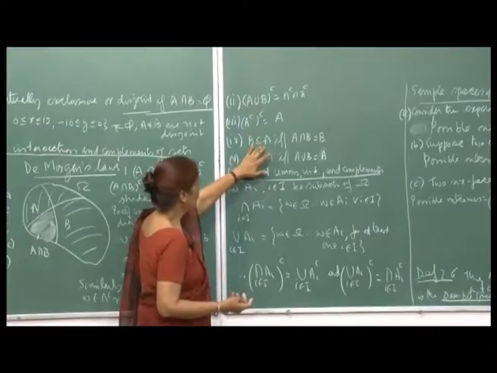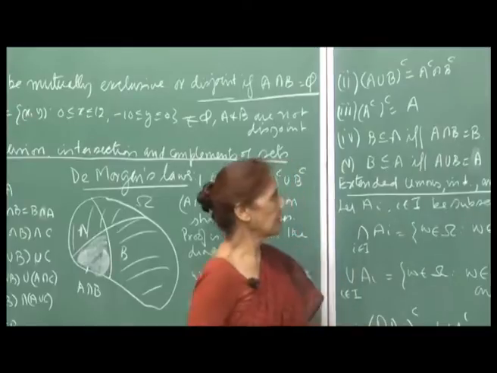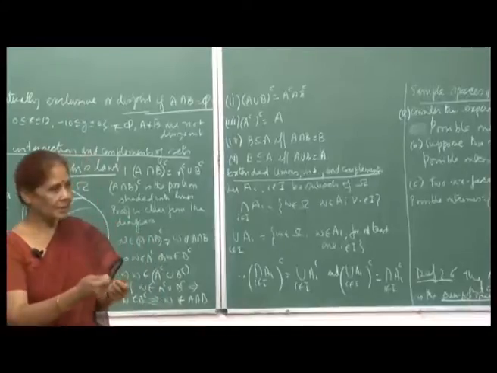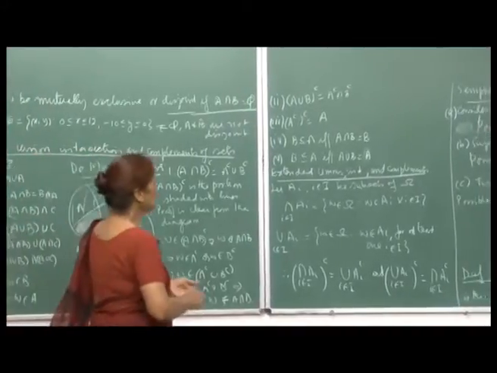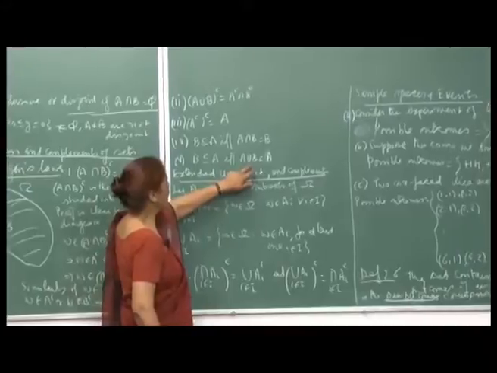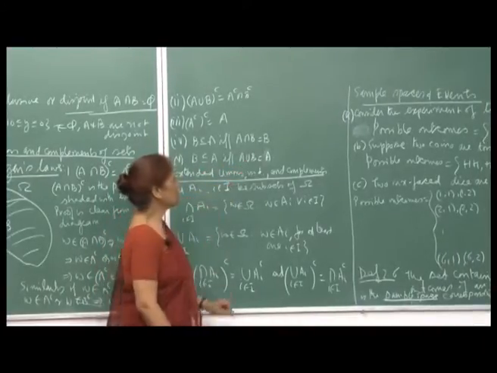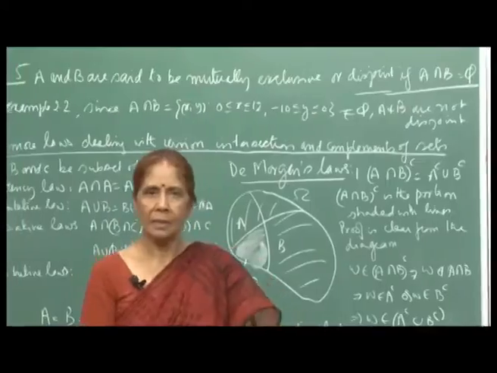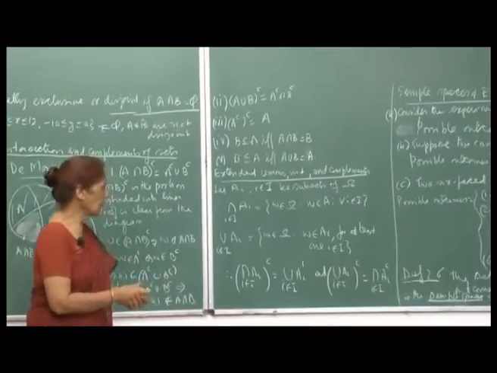So, B is a subset of A if and only if when you take the intersection you will get the set B. If B is a subset of a set A, then when you take the intersection, all the common elements must belong to B. Similarly, through union you can also characterize that if B is a subset of A, then A union B is equal to A, because B is not adding any new elements to the set A union B, and therefore, A union B remains equal to A.